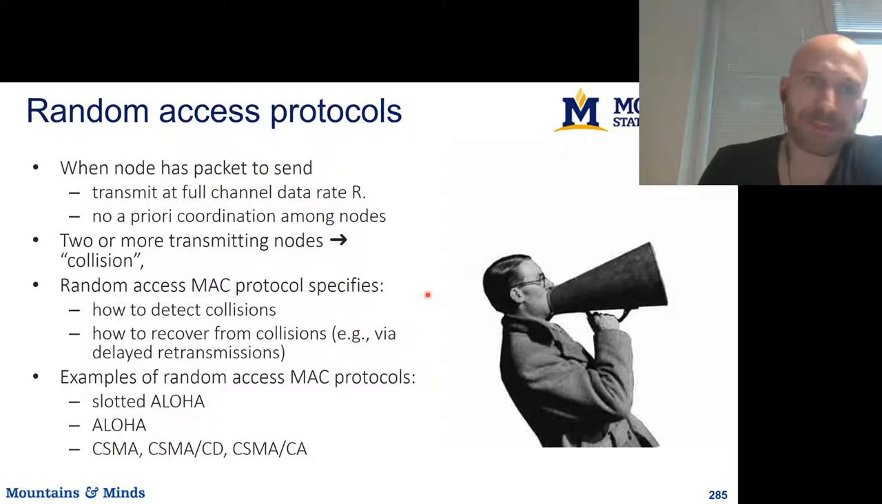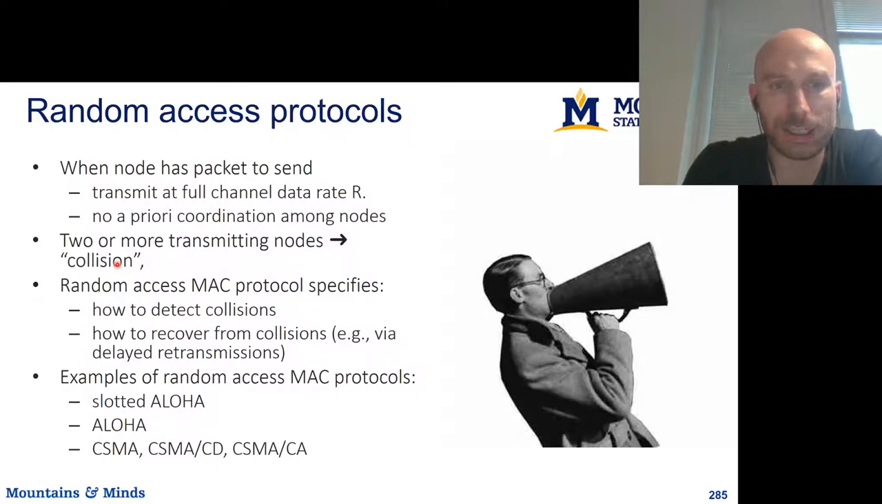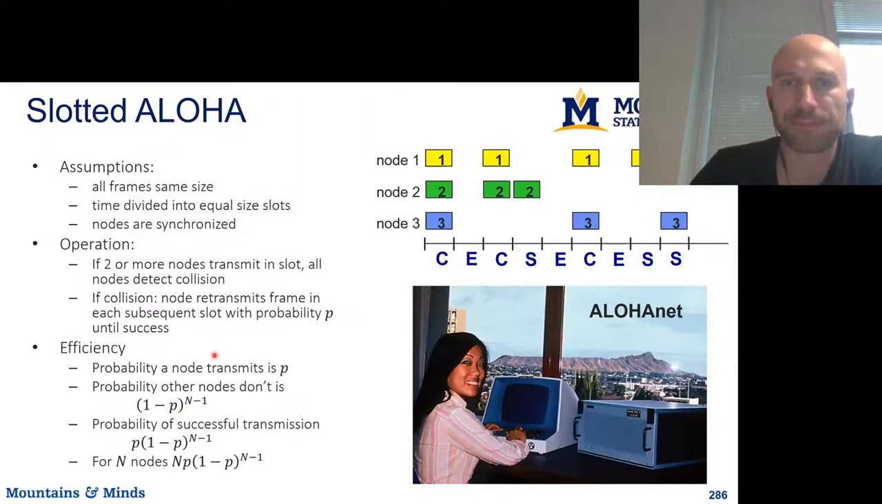When there is a transmission of two or more nodes at the same time, this is a collision, in which case the receiver cannot, in general, decode the data transmitted by either one of the transmitters. And so the question is then how to detect these collisions and how to recover from them by retransmitting data at a more favorable time. Examples of this would be slotted Aloha and Aloha, which we'll cover in a second, as well as carrier sense multiple access with collision detection and collision avoidance, that I'll talk about in a second.